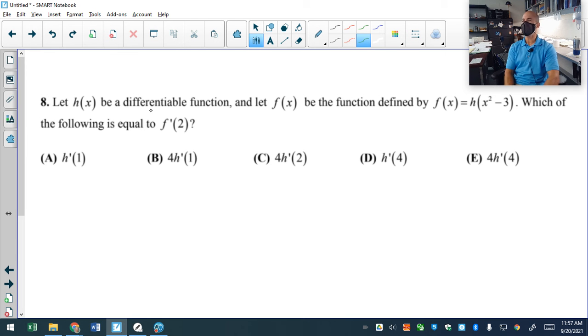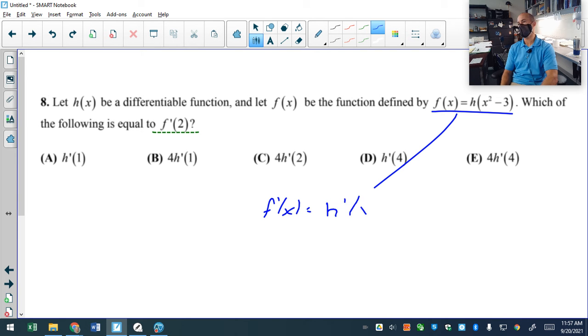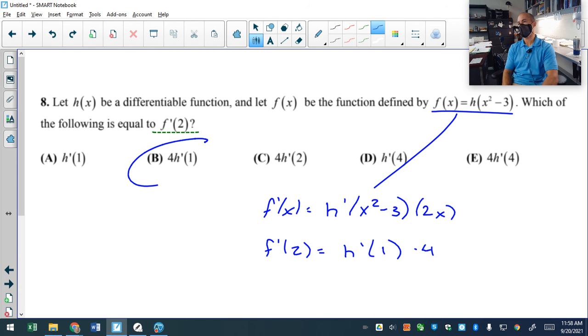They gave me a function f. They want you to find which of these is equal to f prime of 2. So if f of x is h of x squared minus 3, f prime of x is a chain rule. It'd be h prime, leave x squared minus 3 alone, times the inside derivative. And then we're plugging in 2. f prime of 2 would be h prime of 2 squared minus 3, which is 1, times 2 times 2, which is 4. So that's 4 h prime of 1. Okay?